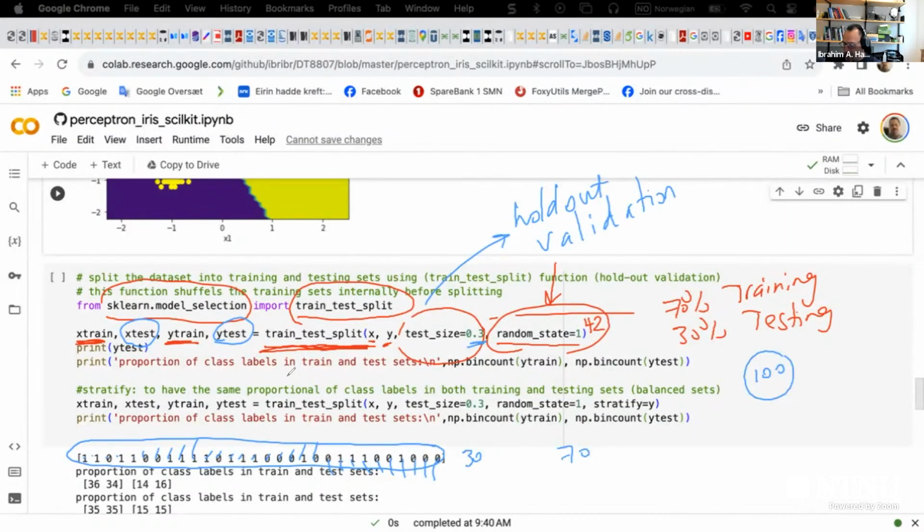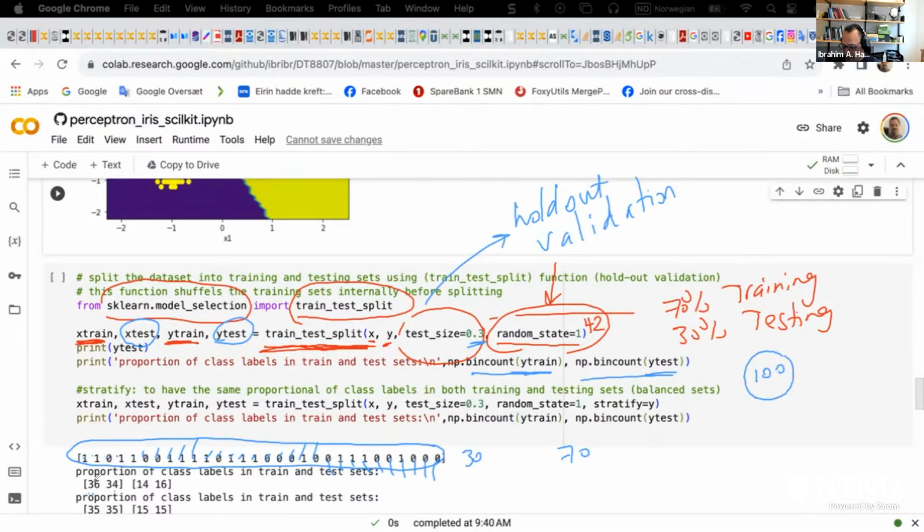Remember that we have two classes here because we solve the problem as a binary classification problem. So if you want to see how many labels are in each class, you can use a command called bin count. You can get the bin count of y train and the bin count of y test. For y train, you will get 36 and 34, which means 36 from class 0 and 34 from class 1. For y test, you will get, for example, 14 and 16, which means 14 from class 0 and 16 from class 1.